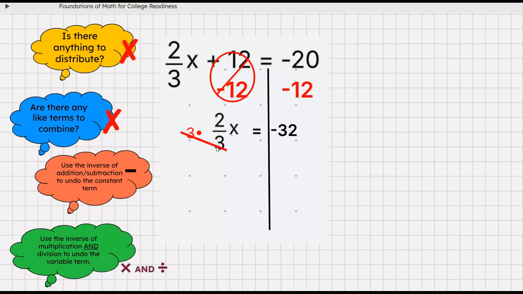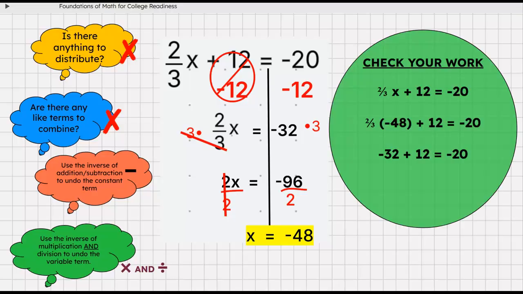So we're going to multiply both sides by 3. When we multiply both sides by 3, we get rid of that denominator, and we end up with 2x equals negative 96. Now we have just a coefficient of 2, so we're going to divide both sides by 2. When we divide both sides by 2, we get x is equal to negative 48.